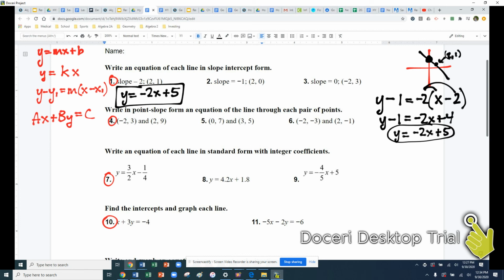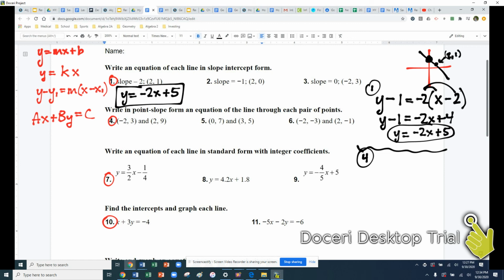Problem 4, we'll take a look at that one next. It says, write in point-slope form an equation of a line through each pair of points. So if I look at that number 4 there, let me just mark this. This one up here was number 1. This one here is number 4. I didn't really give you guys a lot of room to work, huh? Sorry about that. You'll have to use the margins or else the back of your sheet will be plenty of room. I need to write an equation in point-slope form using these 2 points.